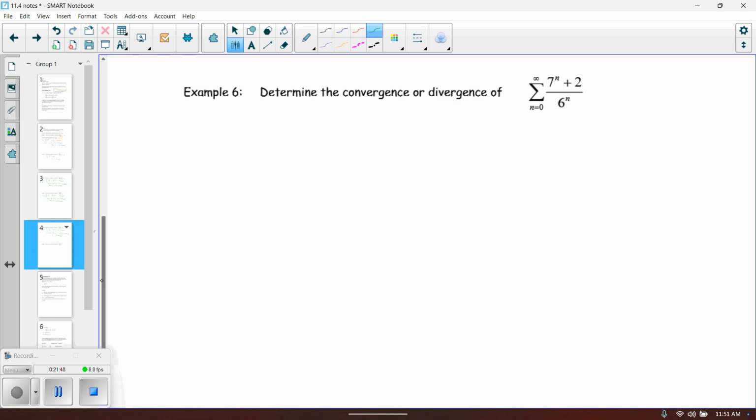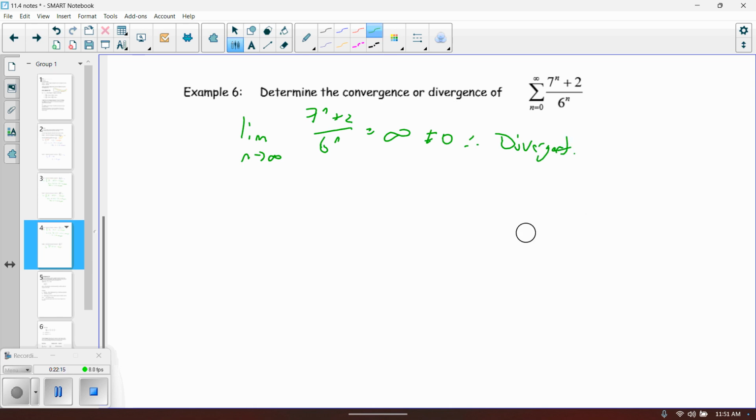And you can actually do it this way, because you can just simply take the limit as n goes to infinity of 7 to the n plus 2 over 6 to the n, which is approaching infinity, which is definitely not 0, and therefore this would be divergent.